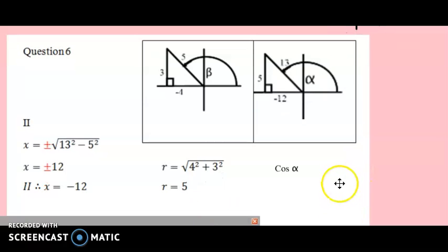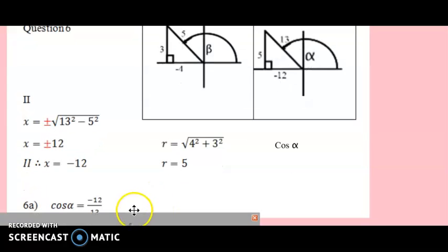Now the first thing that they ask me is to calculate the cos of alpha. There are two different pictures. I cannot use this picture because this refers to the angle beta. So I'm talking about the angle alpha. So the first thing I say to myself, cos of alpha in the second quadrant, I will have a negative result. So my answer is negative 12 over 13. That is the answer of cos of alpha. Negative 12 over 13. And that's it.